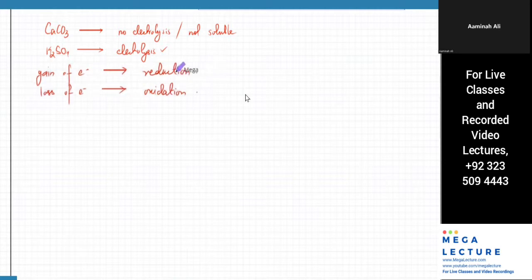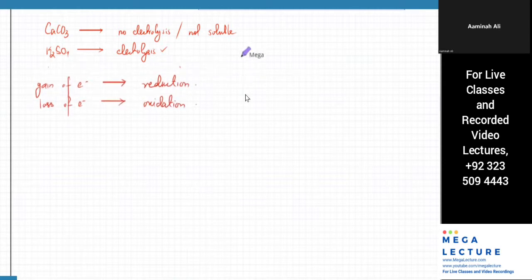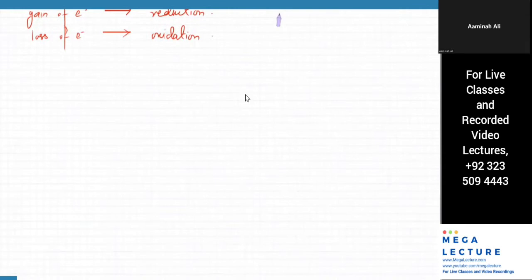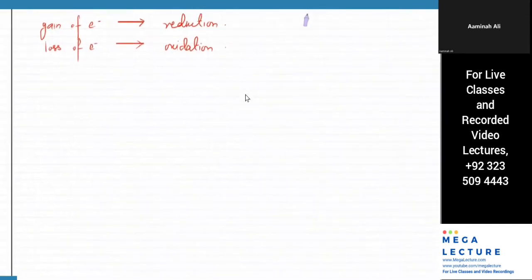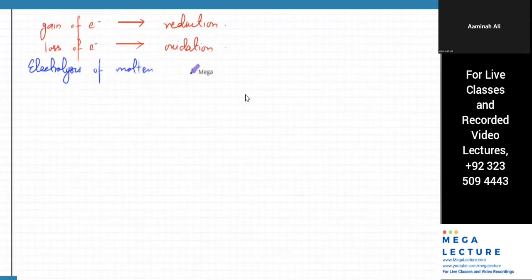So gain of electrons, loss of electrons, right? So then the next thing is let's start with molten electrolysis. So electrolysis of molten electrolytes. This is the simple one. That's the first one.